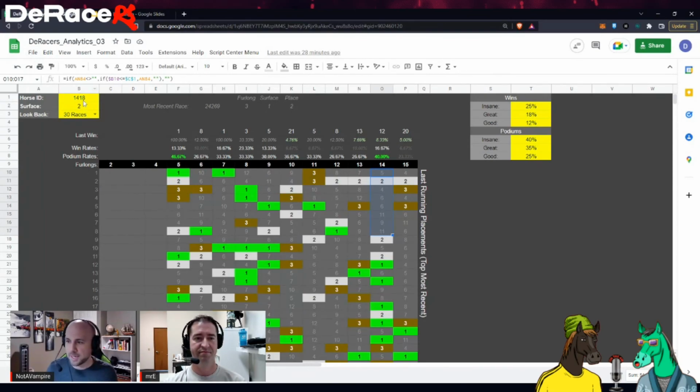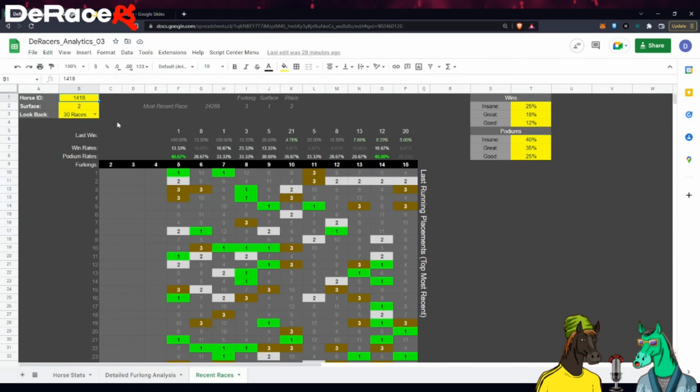So with this, you could type in your horse ID. So if I put 1418 here, you could change the surface. Dirt is 0, synth is 1, and turf is 2. And then you can take a look back at the past 30 races. This is going to sequentially show you your order. Now, I've recently discovered Skundert's really good at 14s and 15s. And if you take a look at this, he is going through one hell of a dry spell on 15s.